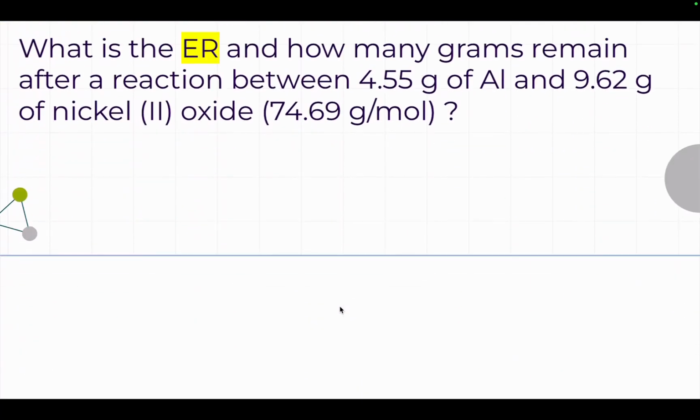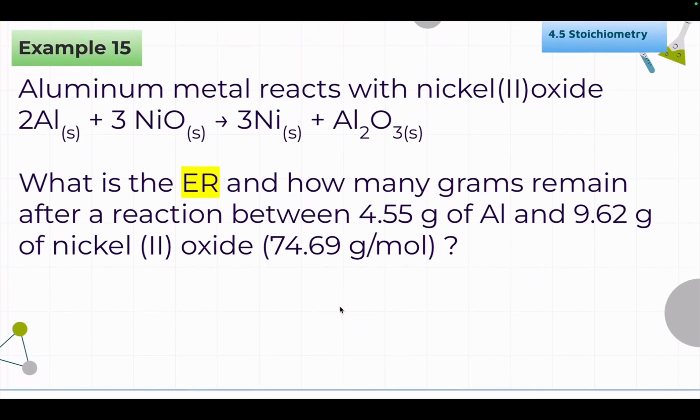Here's another problem. The question is asking us what is the excess reactant and how many grams remain after the reaction happens between 4.55 grams of aluminum and 9.62 grams of nickel(II) oxide. So they're not asking us for the limiting reactant here, but you always have to calculate the limiting reactant if you have 2 different reactant amounts that are given. So the first step is to take your given amount, and if it's not in moles, convert to moles.